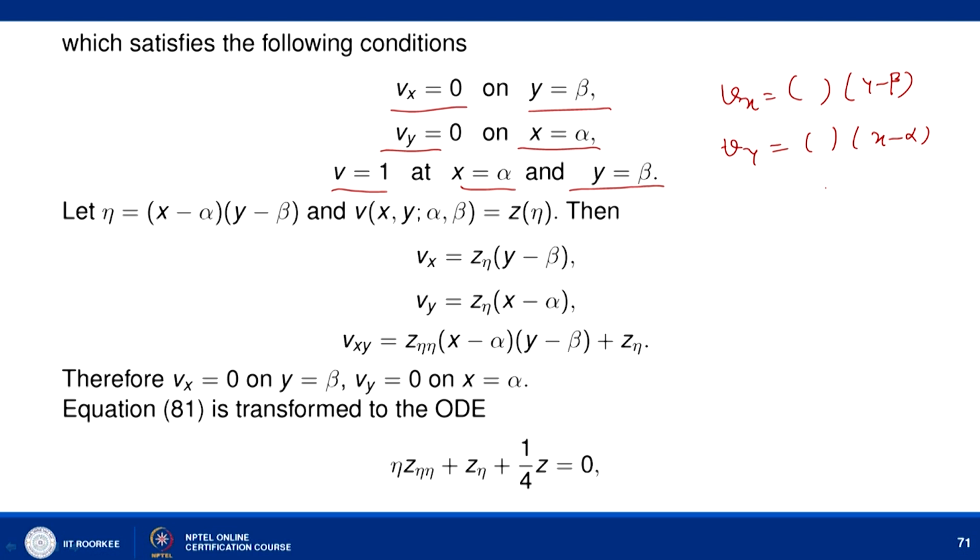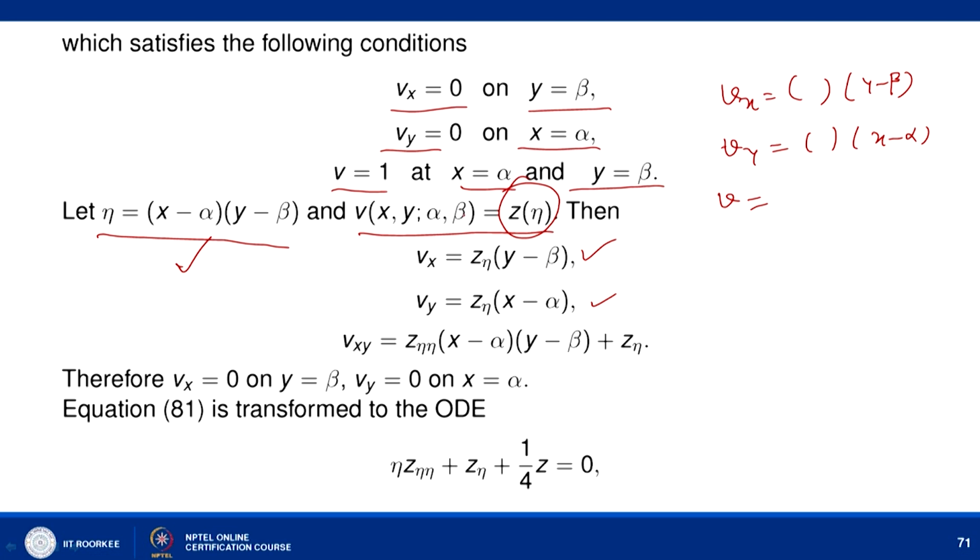Let us use that if v is some function of x minus alpha and y minus beta, then we can achieve this. So, let us say that eta is x minus alpha into y minus beta, and let us assume that v is z eta. When we do this, then Vx is z eta into y minus beta, so it will be 0 at y equal to beta. Vy equals z eta into x minus alpha, so it will be 0 at x equal to alpha. Now, we want to find out the z eta.